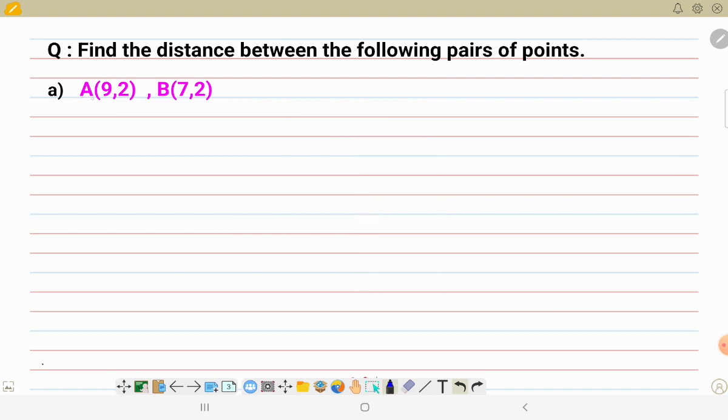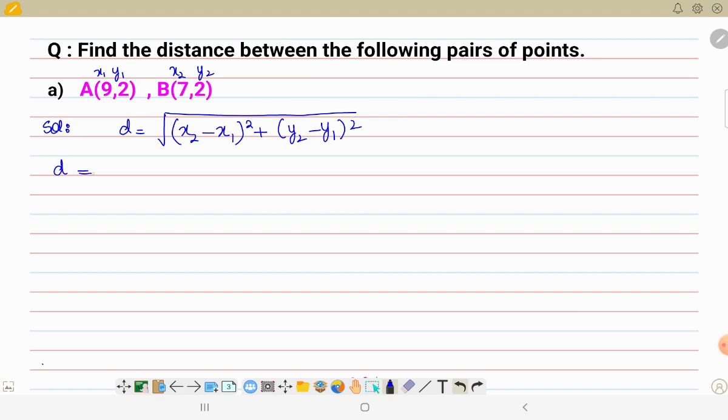Here we are having points as A point is 9, 2, B point is 7, 2. So we are going to apply the distance formula. First, let's write down the distance formula. The distance formula is basically the square root of x2 minus x1 whole square plus y2 minus y1 whole square. Let's apply it. Here we are having x1, y1 as this and x2, y2 as these two numbers. So we are finding out the distance between the points A and B.